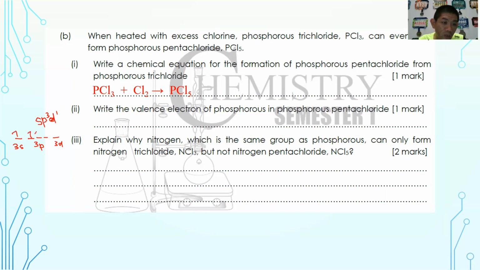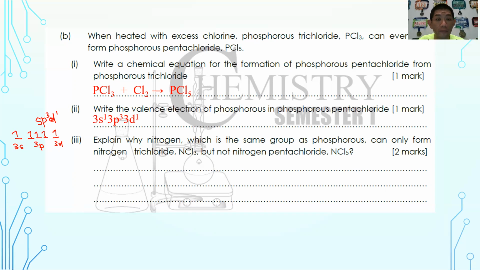Based on the electronic configurations in here, you can see clearly that the electronic configuration of the phosphorus in phosphorus pentachloride is 3s1, 3p3, and 3d1. Then number 3, explain why nitrogen, which is in the same group as phosphorus, can only form nitrogen trichloride but not nitrogen pentachloride. This one you have to understand.